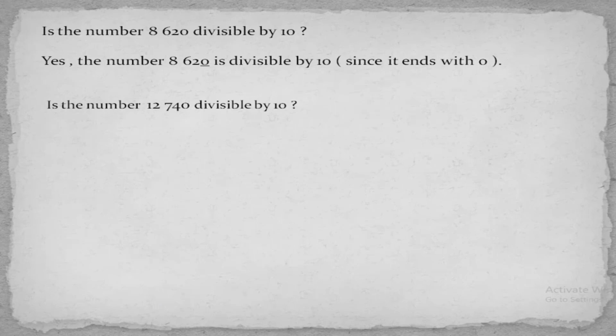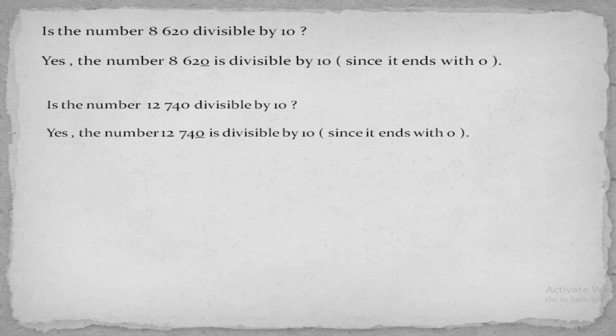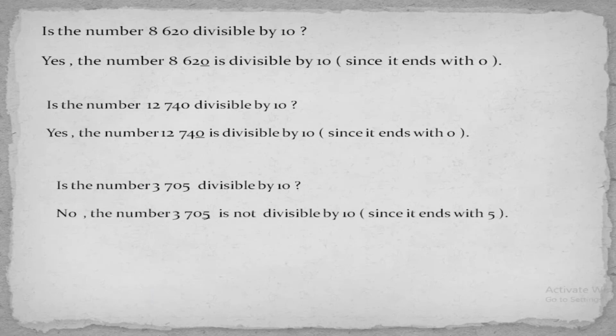Is the number 12,740 divisible by 10? This number ends with 0, then it will be divisible by 10. Yes, the number 12,740 is divisible by 10 since it ends with 0. Third example: is the number 3,705 divisible by 10? Its ones digit is 5, so it will not be divisible by 10. The number 3,705 isn't divisible by 10 since it ends with 5.